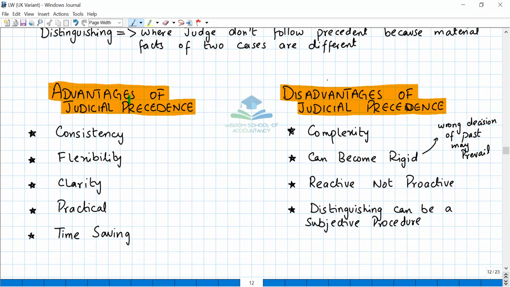And the last is that it's time saving. It's time saving because obviously you are following the decision of the previous judge. So you can go through the case quickly because you can take help from the previous decision. Clear? Any question you want to ask, you can ask.